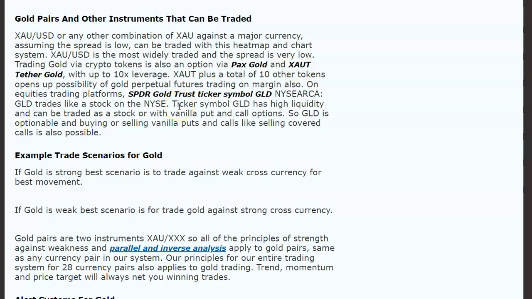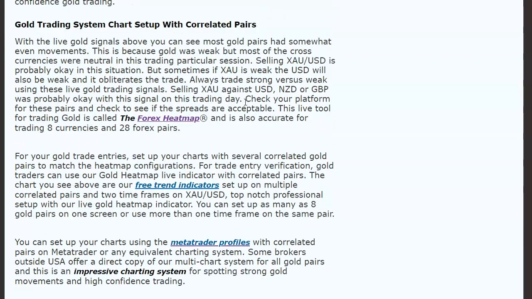And so you can also use the heat map to trade stocks and put and call options. And that option on the New York Stock Exchange is ticker symbol GLD. It trades about 5 to 7 million shares per day and is optionable, so you can sell covered calls. It's a great way to trade gold with a high liquidity equity like GLD, and you can trade it with our heat map tool.